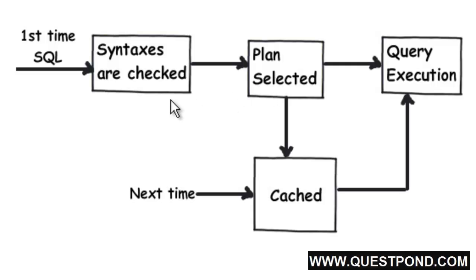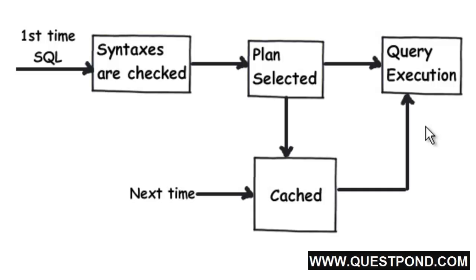In other words, the first time the SQL is executed, the syntaxes are checked, the plan is selected, and then later this plan is cached in memory. So if the same SQL statement is executed again, these two steps are not executed. Rather, the plan is straightforwardly taken from the cache and executed. And that will definitely increase performance, right? And that's exactly what a stored procedure does.